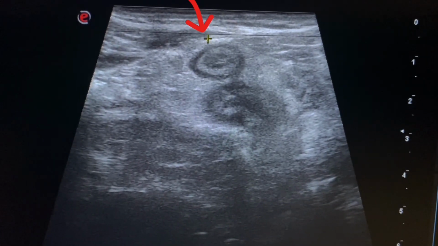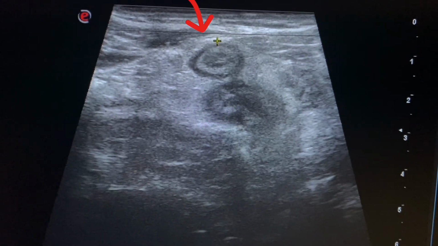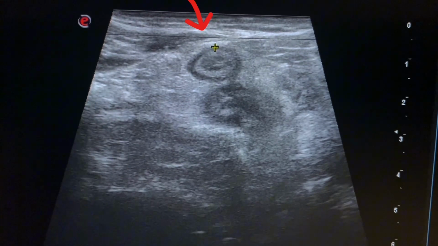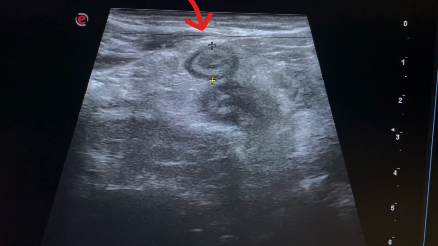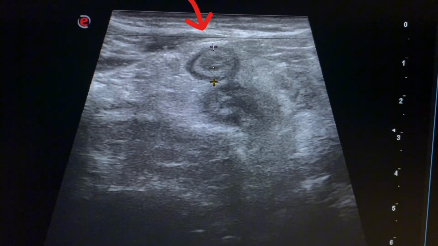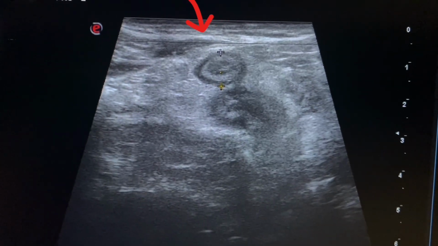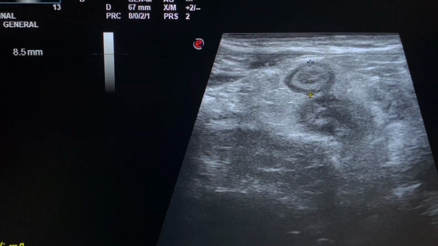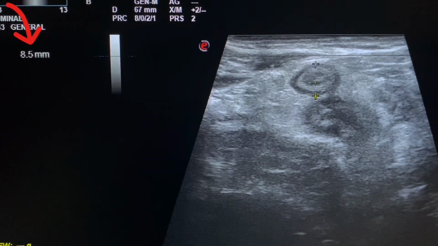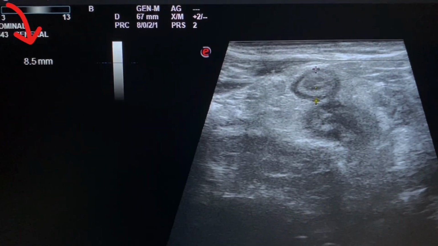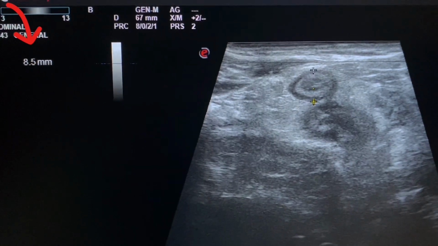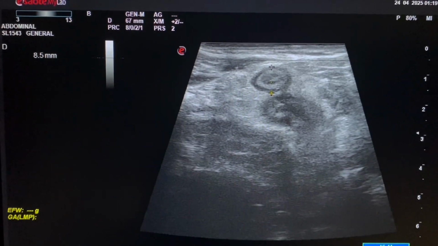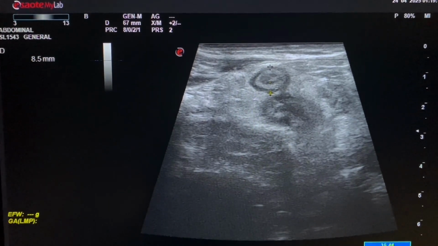Now we're rotating the probe on its axis to get the cross-section view of the appendix, and we will measure the anteroposterior diameter of the appendix. The anteroposterior diameter of the appendix is 8.5 millimeter. The normal diameter of the appendix is up to 6 millimeter.